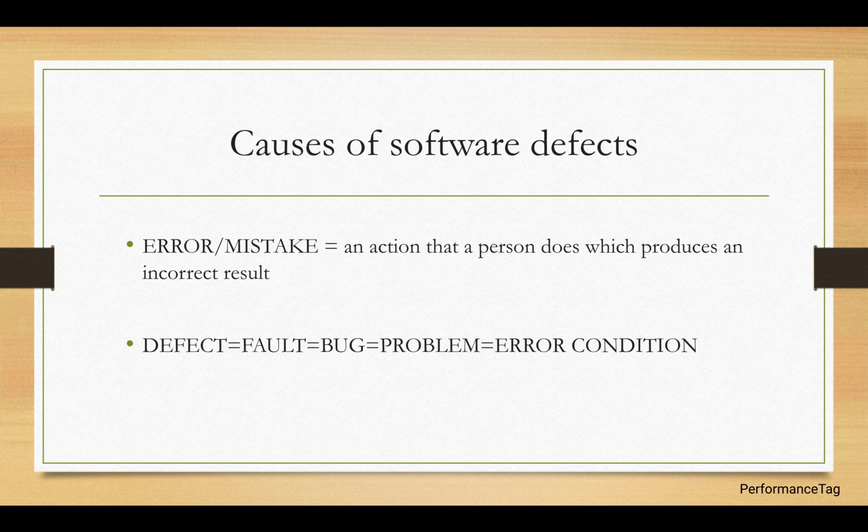Causes of software defects. We have two different categories. An error or a mistake is the action that a person does which produces an incorrect result. And we have the synonyms defect, fault, bug, problem, or error condition, which mean the same thing.